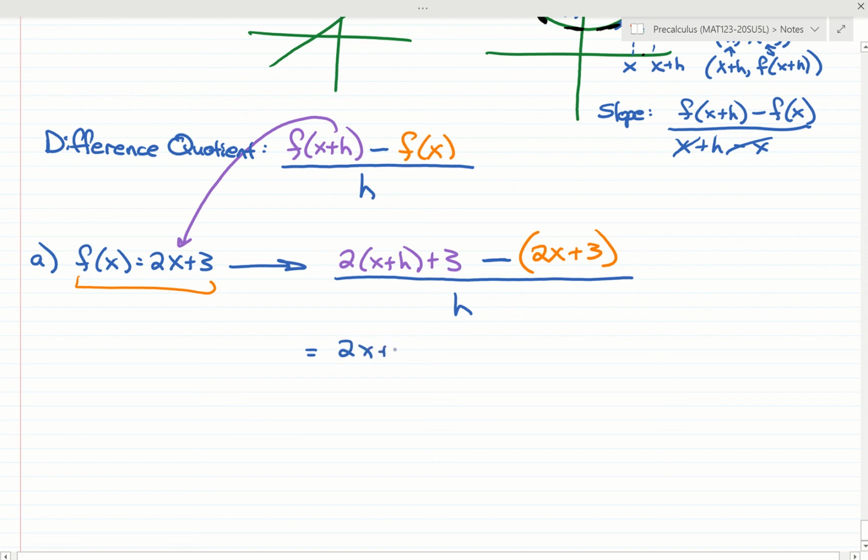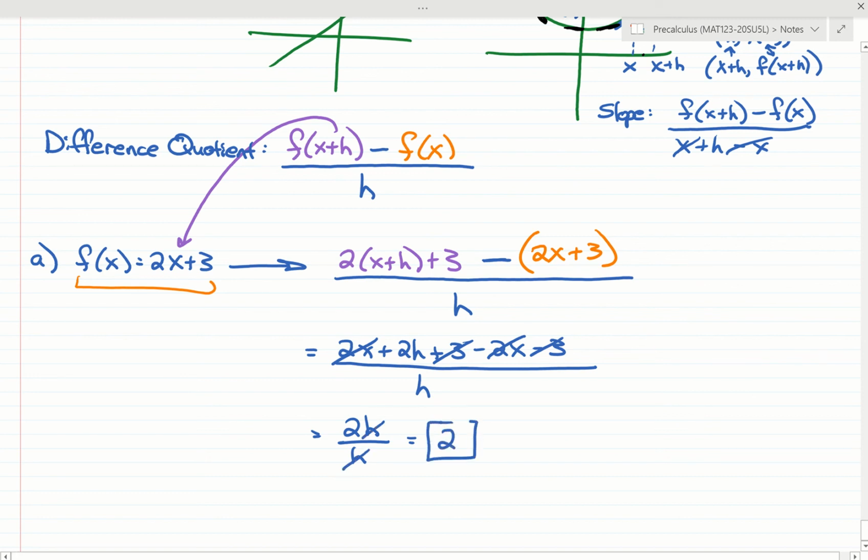So we get 2x plus 2h plus 3 minus 2x minus 3, all over h. The 2x's cancel, the 3's cancel, and we have 2h over h. Generally, how these problems usually work is you're going to have a lot of cancellations. And one thing I would recommend is that sometimes you could factor it out, but you can see you're dividing by h here, so the difference quotient would just be 2.